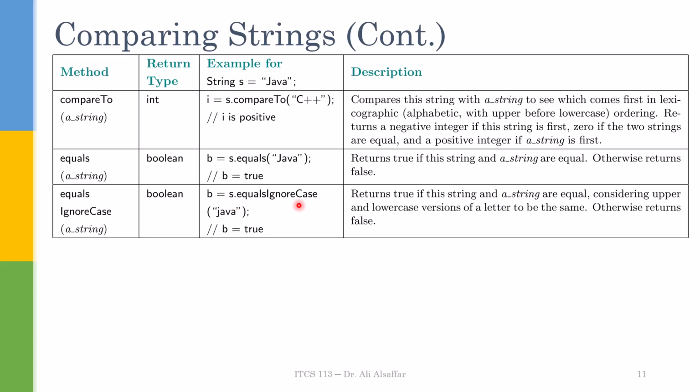And for equals ignore case, we use it the same way: you simply write s, which is the string, dot, and then the method equals ignore case, and you put the other string inside it. When you use compare to, the first string is s, the second string is the input. So we compare the string s with the input, to see which one comes before the other one. And we can do this by going to JGrasp to show you how these methods work. So let's go to JGrasp.